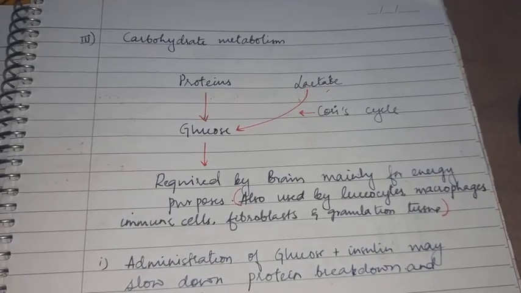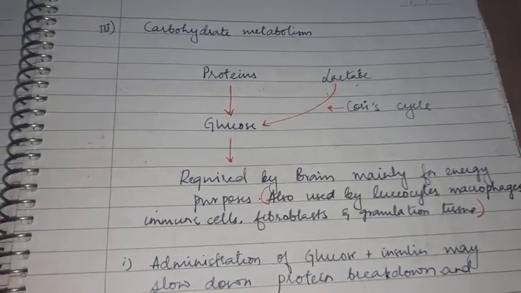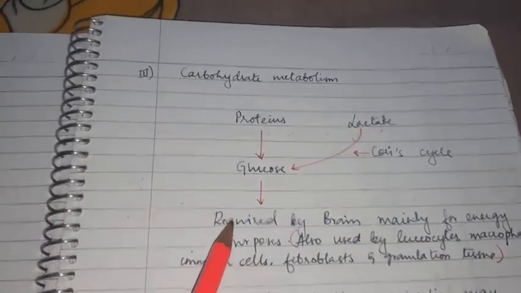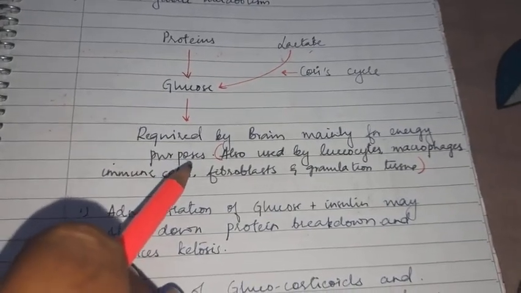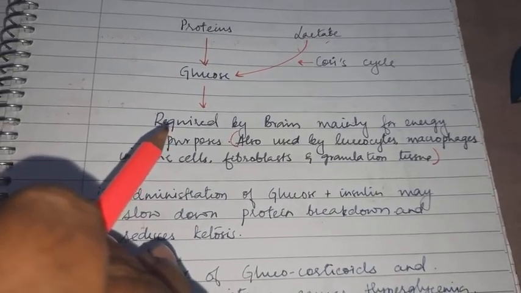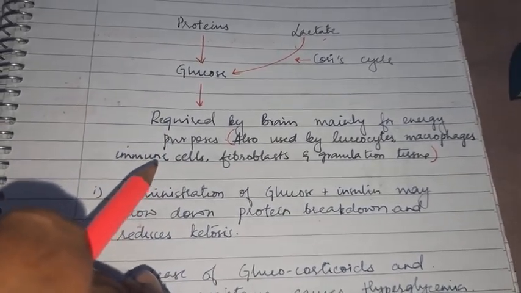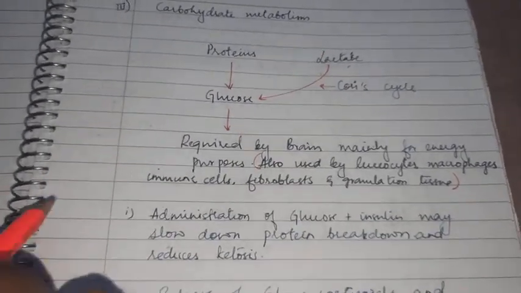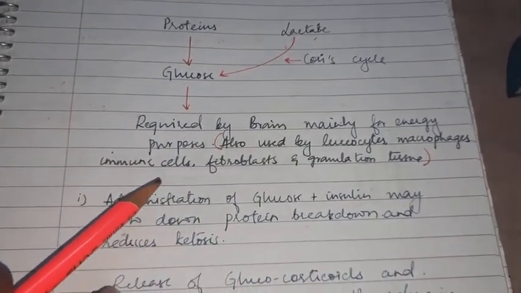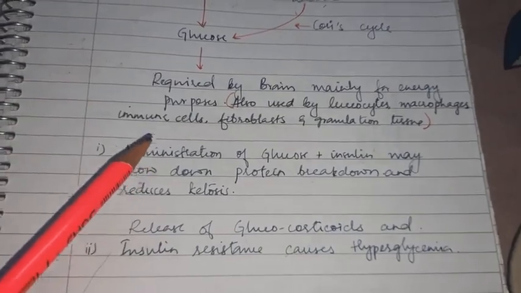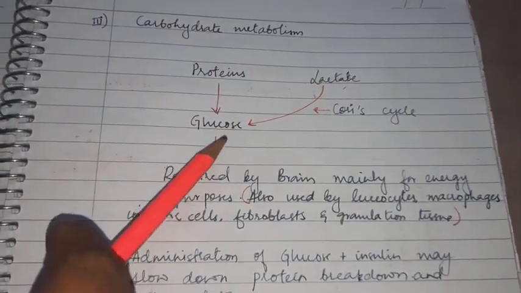As there is gluconeogenesis, there are major changes in the lipid and protein metabolisms which lead to formation of glucose. So proteins lead to formation of glucose, and they are required by the brain for energy purposes. Brain requires 100 grams of glucose every day for its use. Next, it is also used by leukocytes, macrophages, immune cells, fibroblasts and granulation tissue for energy expenditure. So all this catabolism is to produce glucose.